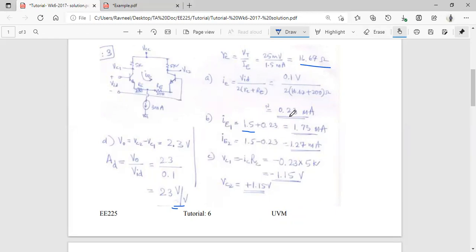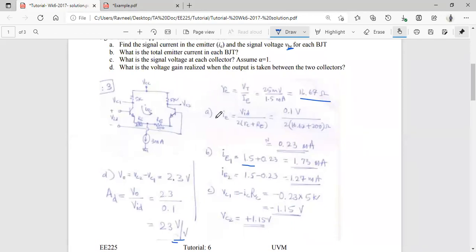Directly substituting the values, since our alpha is 1, our small IC is equivalent to our small IE. So that is 0.23 milliamps. So negative 0.23 milliamps times our RC value of 5 kilo ohms is going to give us negative 1.15 volts.